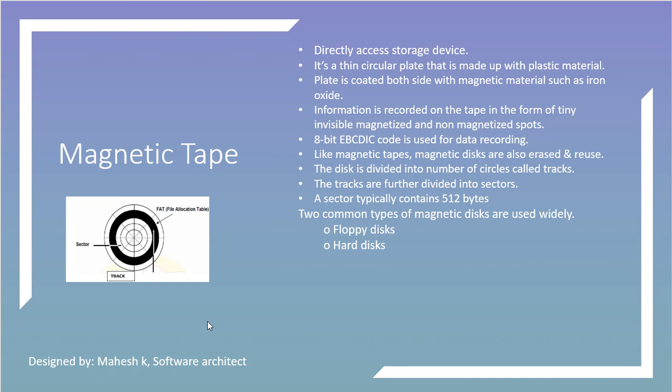Like magnetic tapes, magnetic disks are also erased and reused. So multiple times we can store it and delete it and then reuse it. The disk is divided into a number of circles called tracks. The tracks are further divided into sectors. A sector typically contains 512 bytes. Okay, so two common types of magnetic disk we are widely using: floppy disk and hard disk. Let's understand what is floppy disk and what is hard disk.